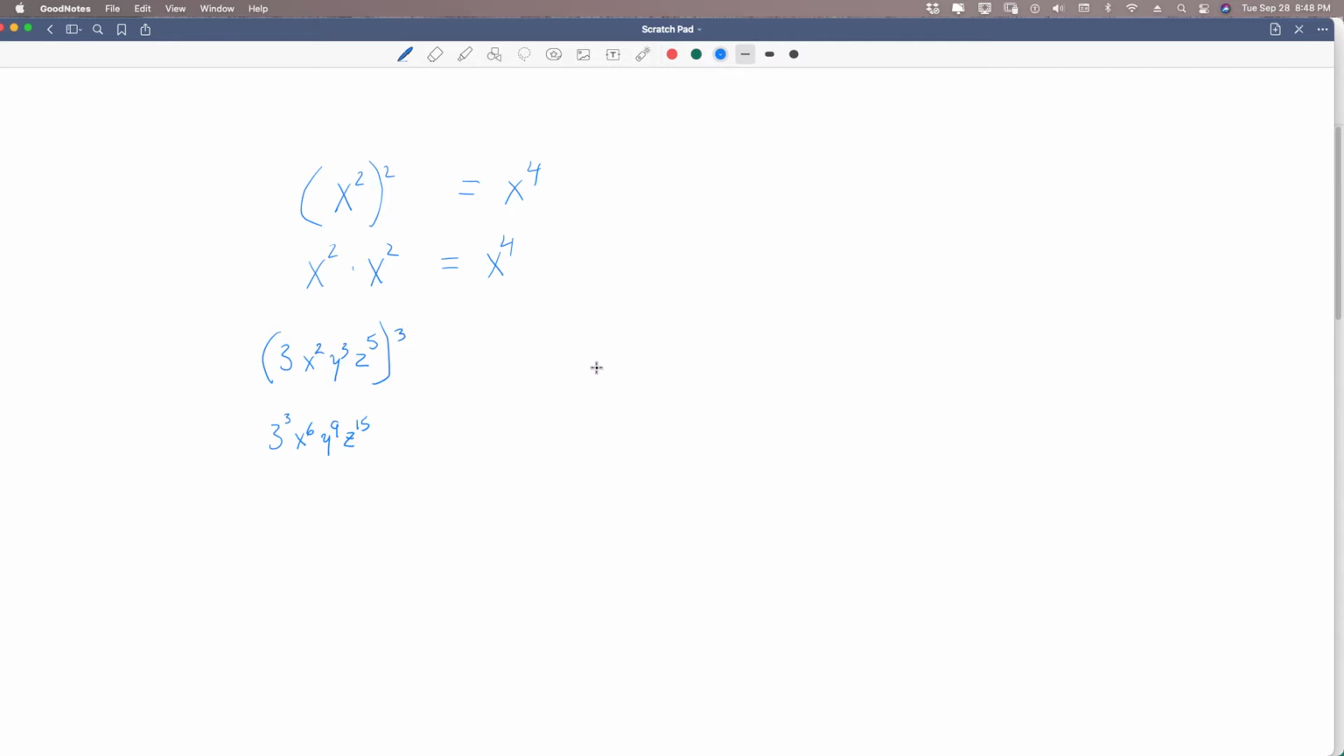However, we cannot do that when we have an operation. So for instance, if I had 3x squared plus 4, squared, I could not square each individual thing and have that be the right answer. It does not work that way. I couldn't say 3 squared x to the fourth plus 4 squared, because then that would be 9x to the fourth plus 16. If we use that logic, this is what we would have. But that is not what we would have.